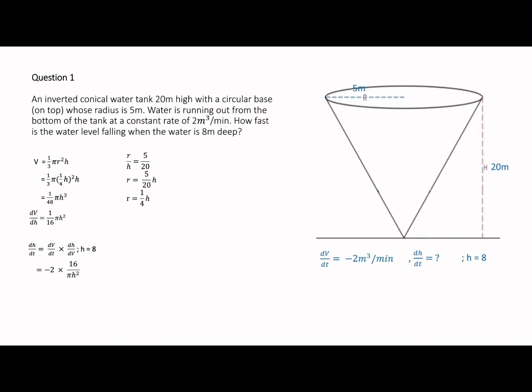The h will need to be substituted with 8 because the question asks how fast is the water level falling when the water is 8 meter deep. So now the equation is negative 2 times 16 over pi in bracket 8 close bracket squared. Now the answer will be negative 1 over 2 pi meter per minute. So this is how to find the water level falling when the water is 8 meter deep.